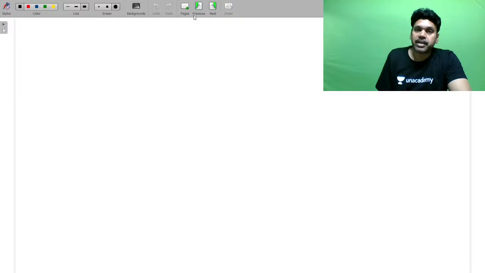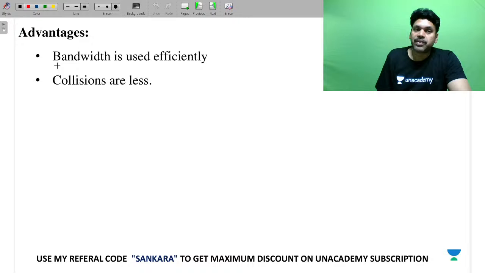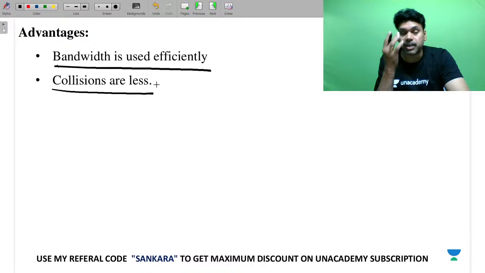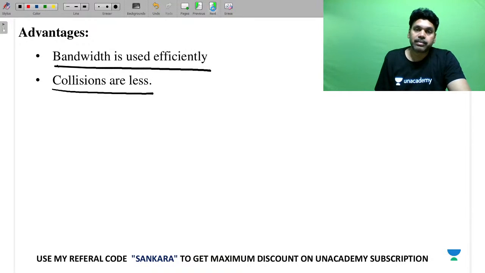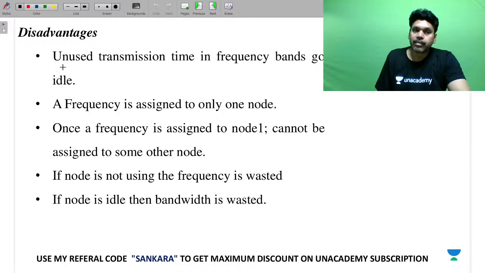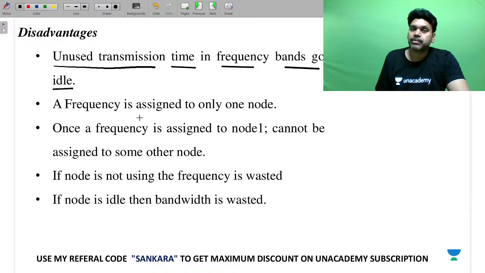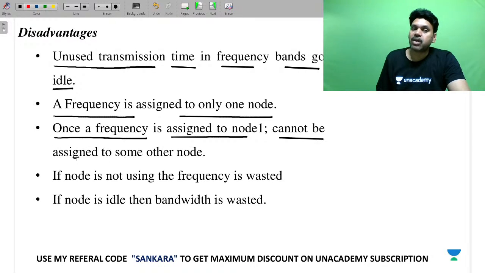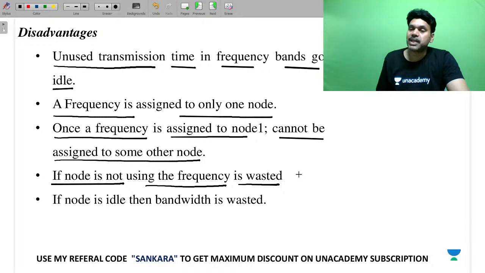So, my dear friends, the bandwidth is used efficiently and it is collision free, but there are some drawbacks also. So what are the drawbacks? We will see now. Unused transmission time in frequency bands goes idle. A frequency is assigned to only one node. Once the frequency is assigned to node 1, it cannot be assigned to some other node. If a node is not using the frequency, then that particular frequency is wasted. That means the spectrum allocated to that node is going to be wasted. If a node is idle, then bandwidth is wasted.